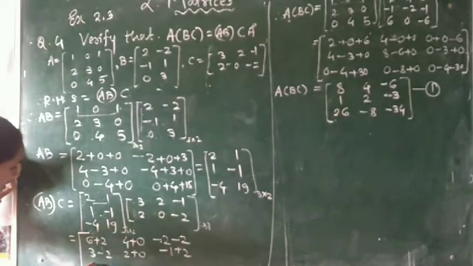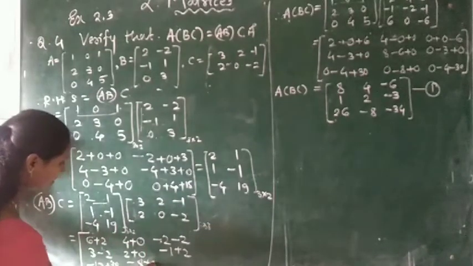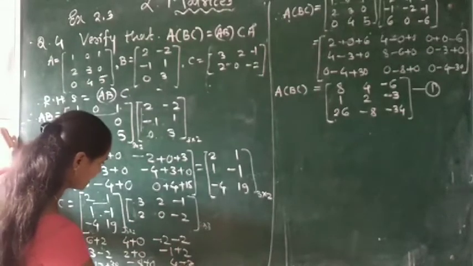Minus 4 into 3, minus 12. Plus 19 into 2, 38. Next minus 4 into 2, minus 8 plus 0. Minus minus plus 4 and minus 38.